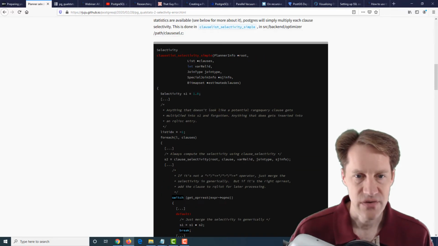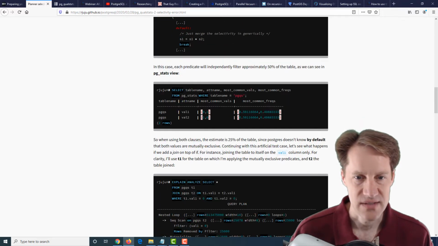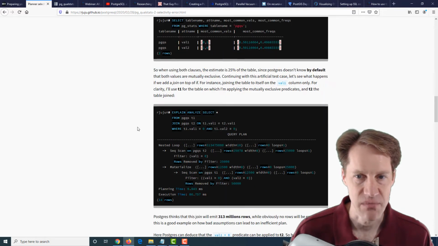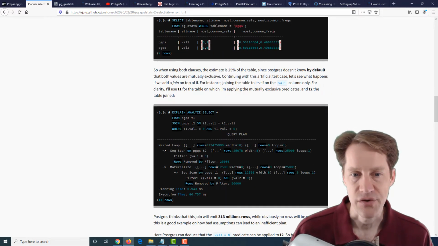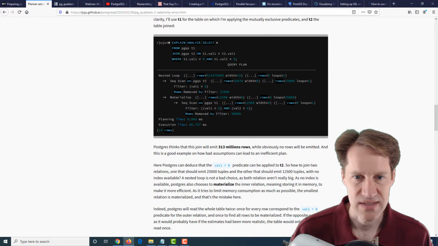And he goes over the source code and how this comes to this conclusion, and looking at the pg_stats view to get that information. And then it gets worse when you try to do a join. So in this example here, it thinks it's going to find 313 million rows where there's actually 0 rows. So it can get worse.